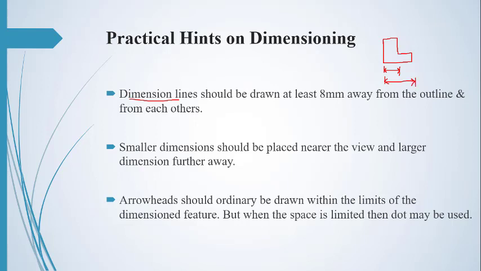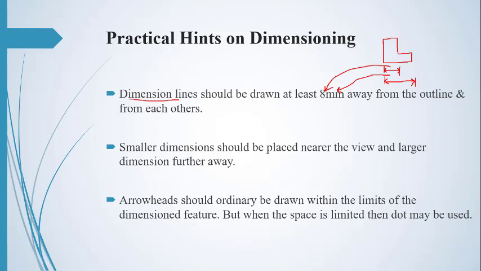So this statement says that dimension lines should be drawn at least 8 millimeter away from the outline and away from each other. The distance must be kept here 8 millimeter and here also 8 millimeter apart. So the spacing provided in the dimensioning line must be 8 millimeter, so that it can easily be seen and recognizable.